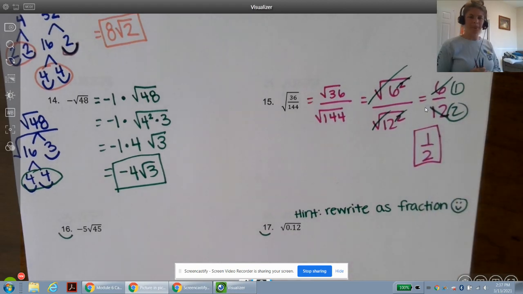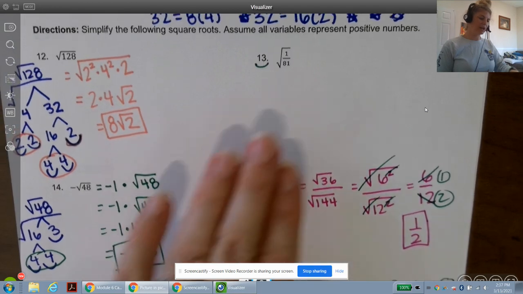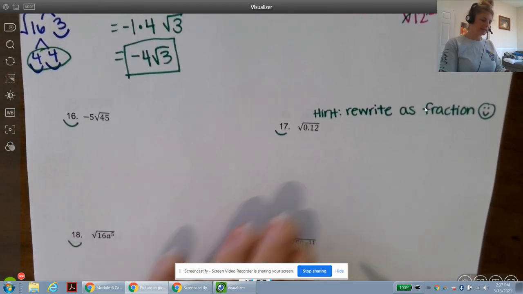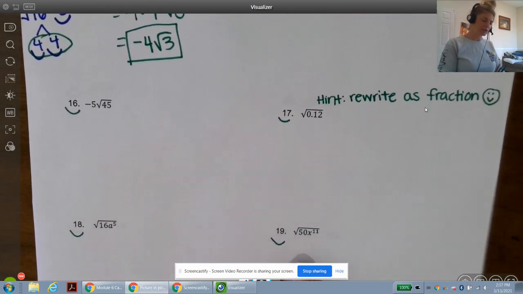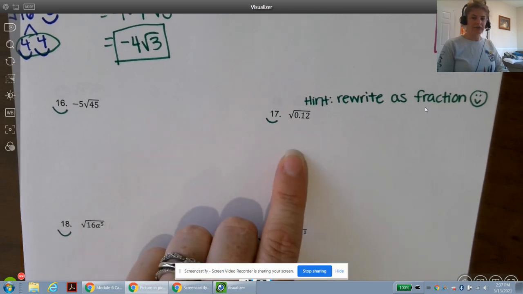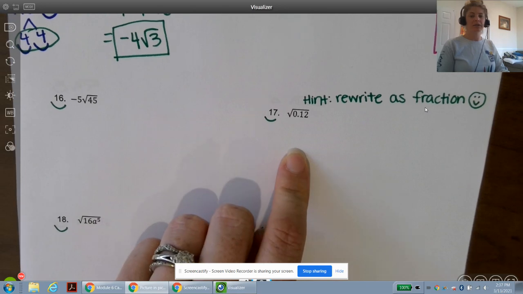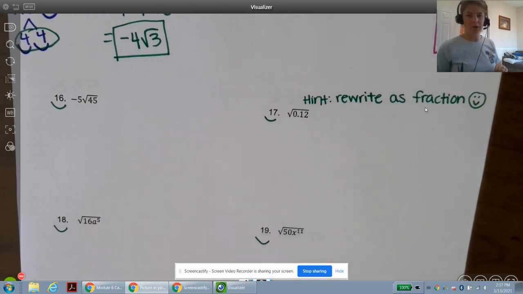Nice work. Okay, so you're going to finish 13, 16, 17, 18, and 19. You're going to finish this page. A hint for 17 is rewrite this decimal as a fraction. So this is 12 hundredths, the square root of 12 hundredths, so 12 over 100. Okay, and remember that rule that if there's the square root of a fraction, it's the square root of the numerator over the square root of the denominator. And what's awesome is 100 is a perfect square. Okay, good luck. You're going to do awesome.